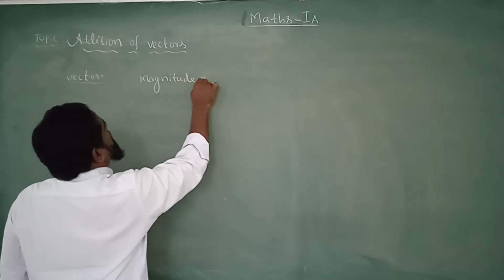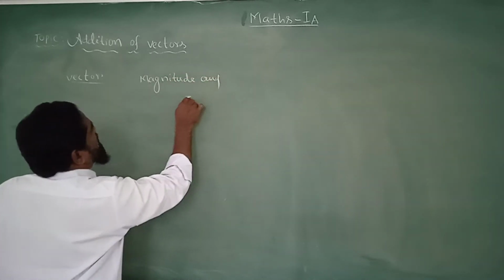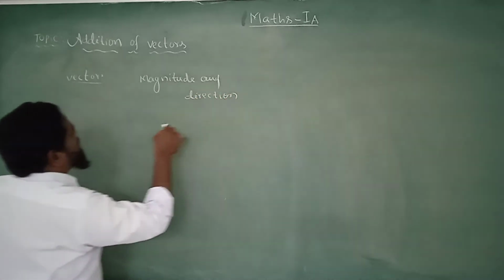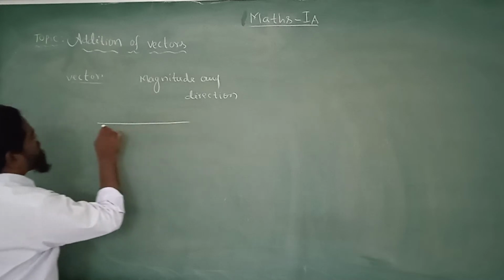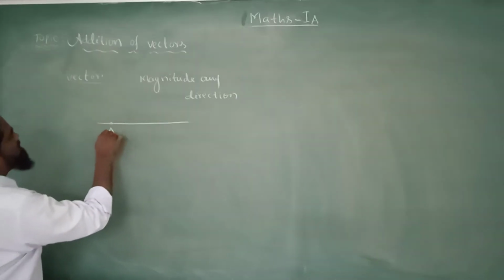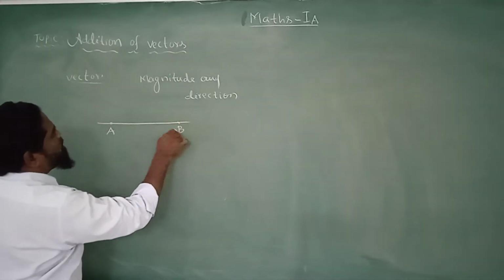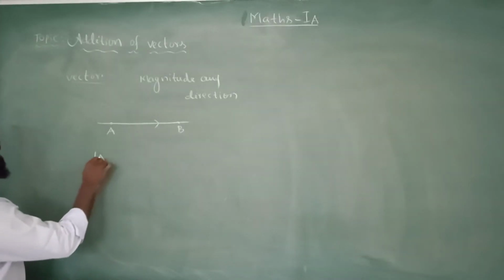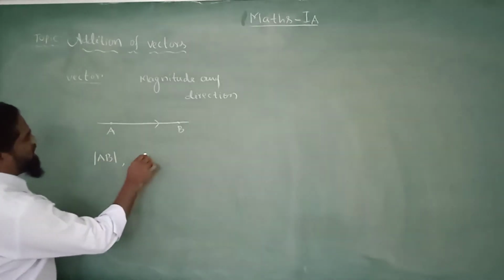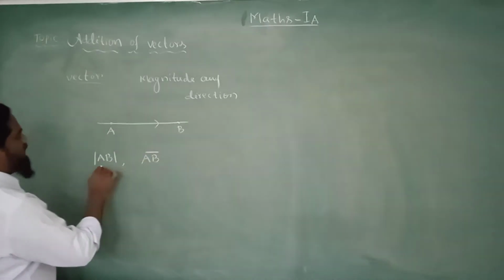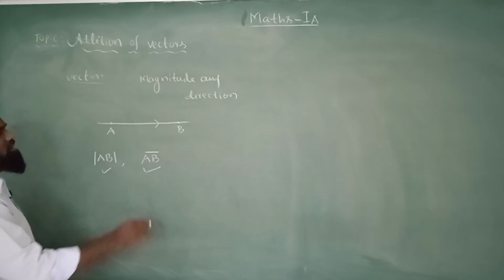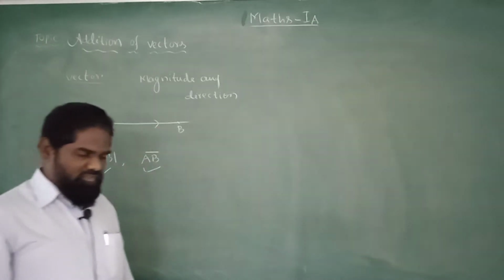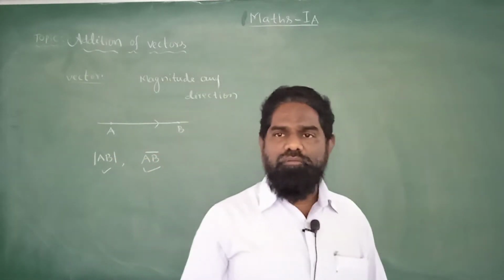Magnitude and direction is called a vector. For example, take a line segment like this, AB. Suppose it has the quantity AB, its magnitude is written as AB, its direction is AB bar. It has magnitude and direction. The direction is from A to B. Then this is called a vector.